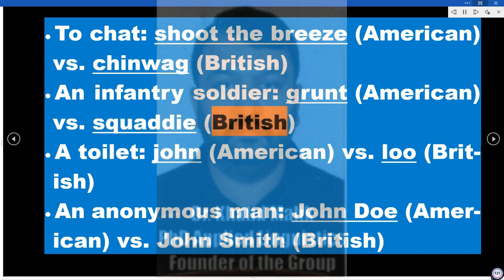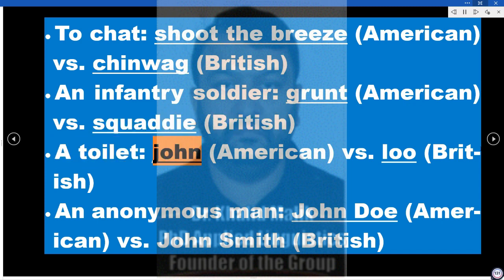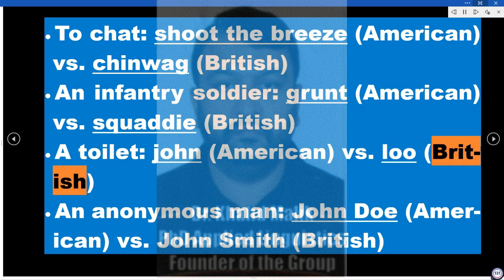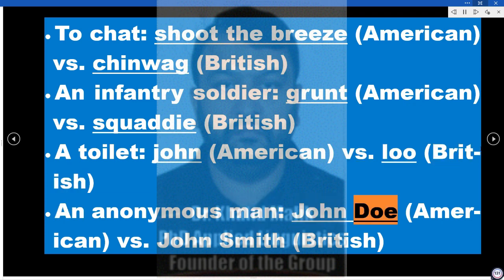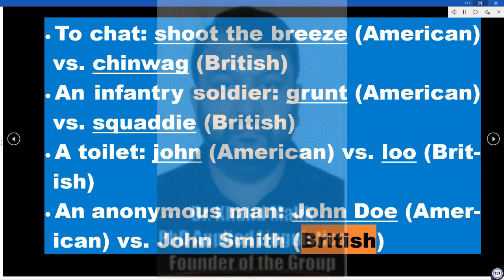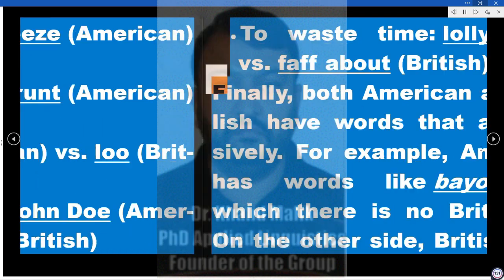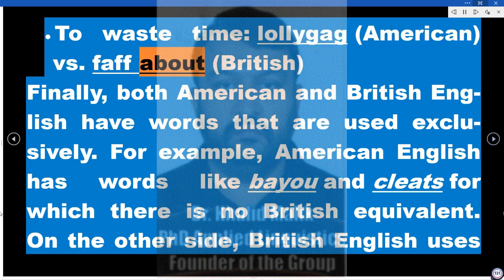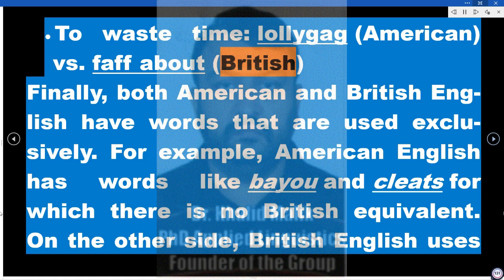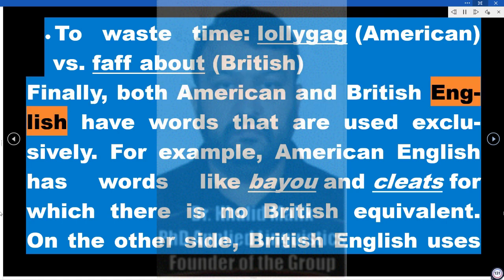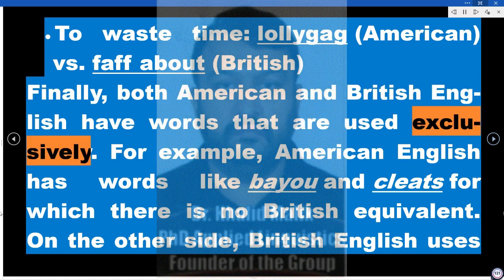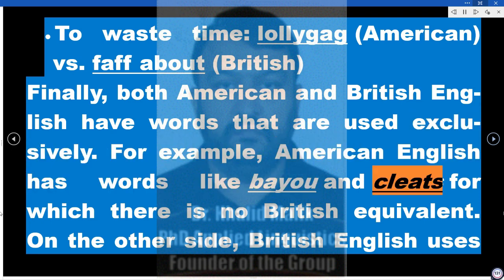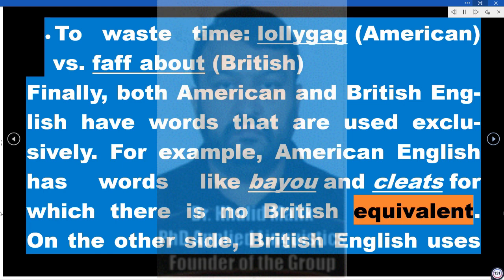"squaddy", British. A toilet, "john", American, versus "loo", British. An anonymous man, "John Doe", American, versus "John Smith", British. To waste time, "lollygag", American, versus "faff about", British. Finally, both American and British English have words that are used exclusively. For example, American English has words like "bayou" and "cleats" for which there is no British equivalent.